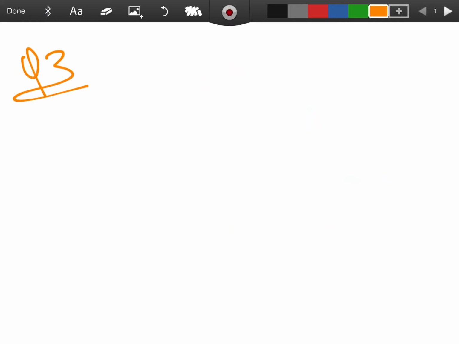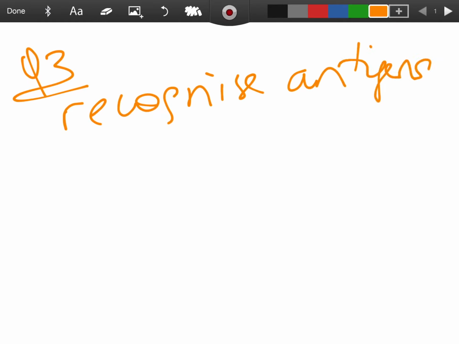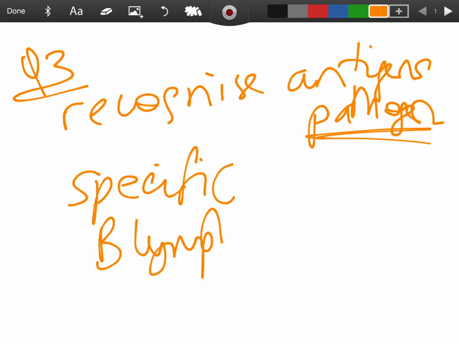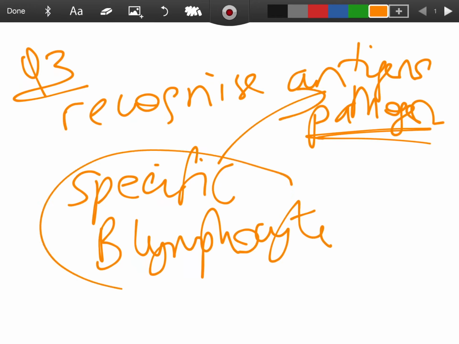So what you'll have to say about the B lymphocytes, firstly, is that they recognise antigens. So say that a B lymphocyte recognises an antigen on the surface of a pathogen. Remember, a pathogen is a disease-causing microorganism. Now, remember also that you have B lymphocytes that are dormant, thousands of them, dormant in your body, and there's a particular B lymphocyte specific to the antigen that's after invading.